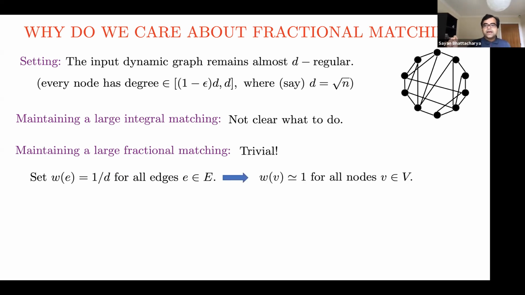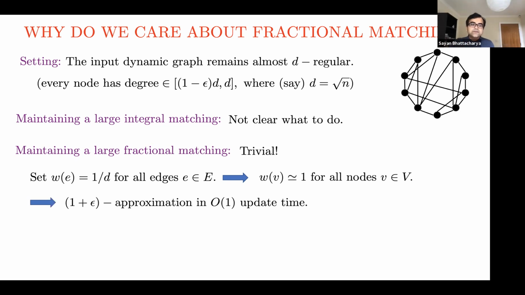And this will imply that if you look at any node v, it has roughly d edges. Each of these edges has weight 1 over d. So the node receives weight very close to 1. So all these nodes are almost tight, and this is a near maximum fractional matching. So this gives you a 1 plus epsilon approximation to maximum fractional matching, and you can maintain this in constant time.